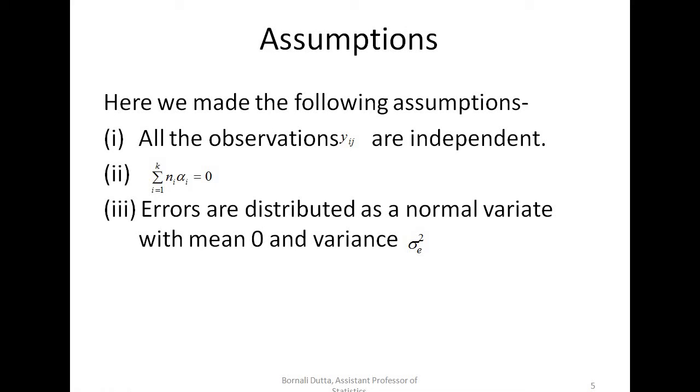In this model, we have made the following assumptions. The first assumption is that all the observations, that is Yij, are independent. The second assumption is that the linear combination of ni alpha i is equal to 0. That means when we take the summation of these linear combinations, we should get 0. And the third assumption is that errors are distributed as normal variate with mean 0 and variance sigma square.